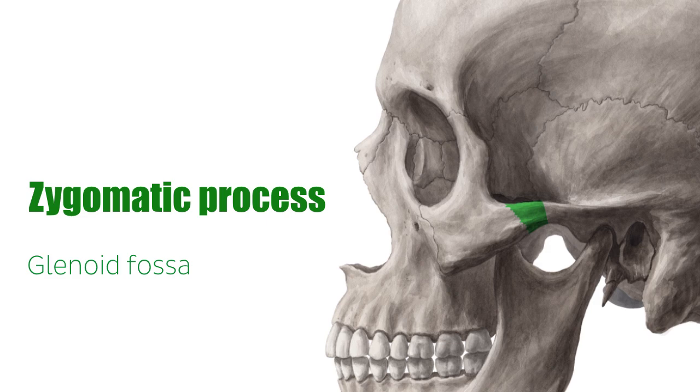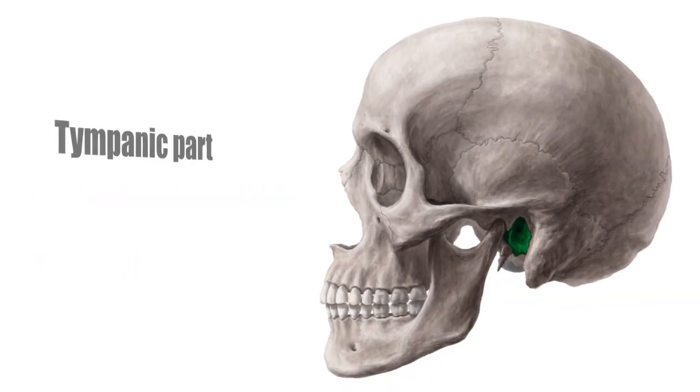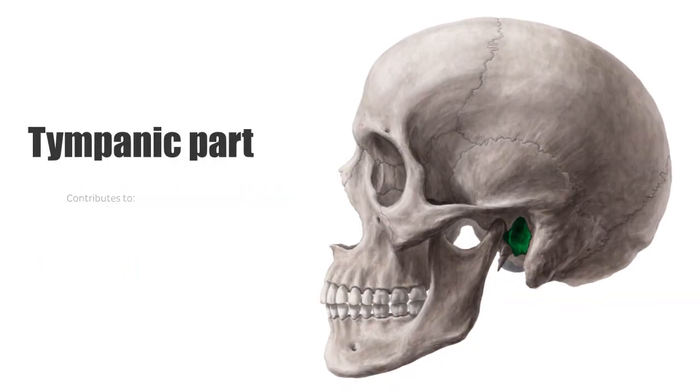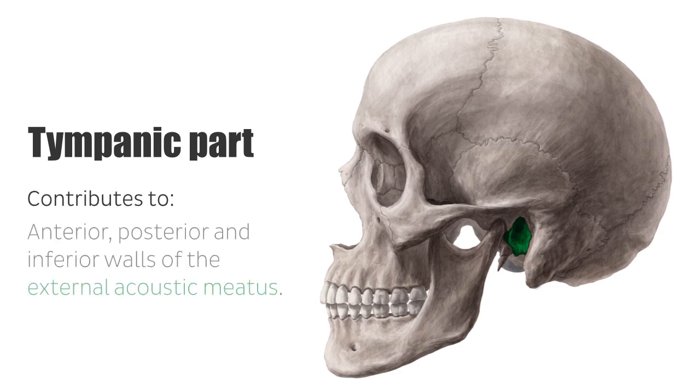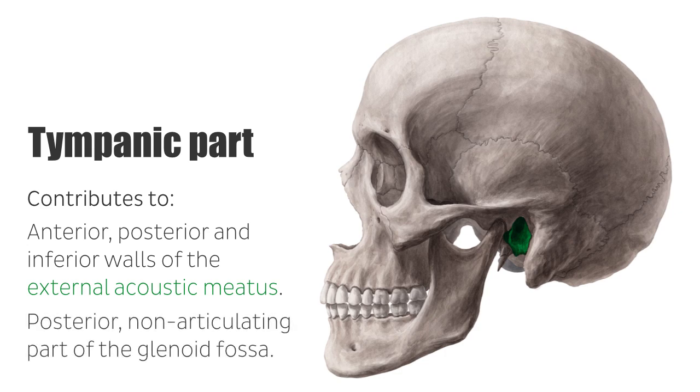The squamous part is separated from the tympanic part by the petrous part. The petrotympanic fissure lies behind this division. The tympanic part is horseshoe-shaped and contributes to the anterior, posterior, and inferior walls of the external acoustic meatus and the posterior, non-articulating part of the glenoid fossa. Laterally, it is attached to the cartilage of the external acoustic meatus and medially to the tympanic membrane, also known as the temporal sulcus.